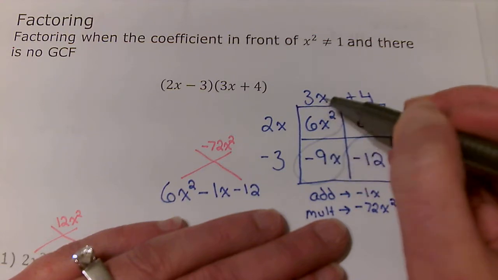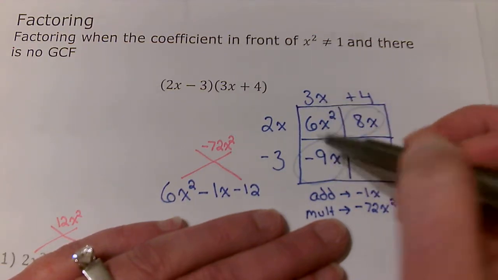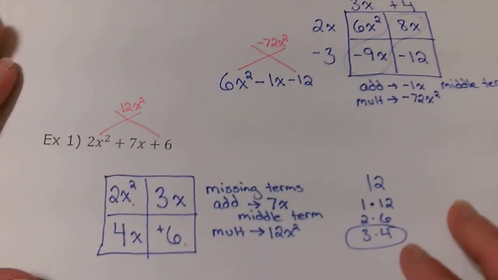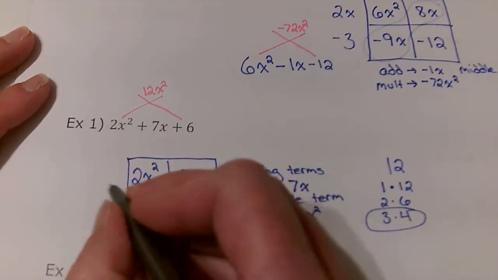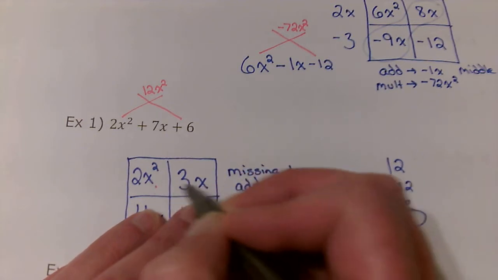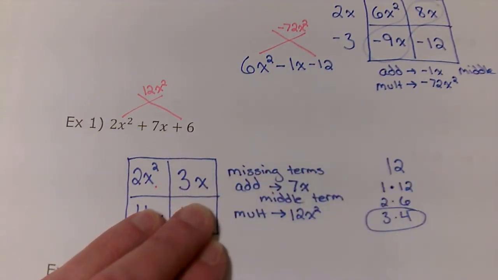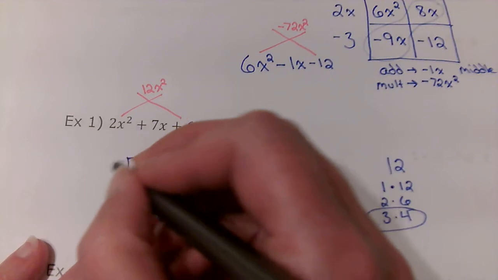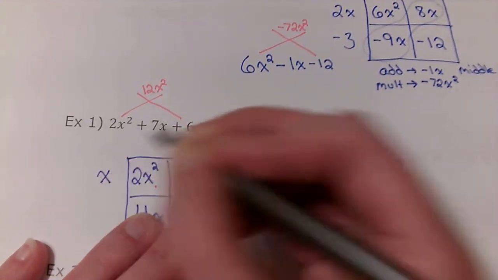3x is the greatest common factor for these two. So let's start with the first row. What's the greatest common factor? What would have been distributed to get both of these? Well, the only thing they have in common is an x.